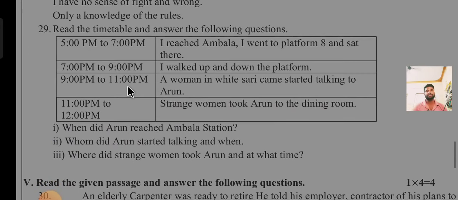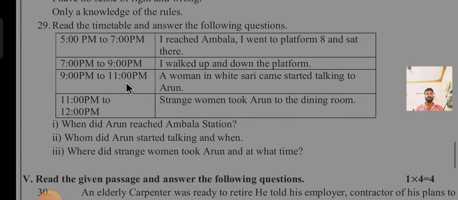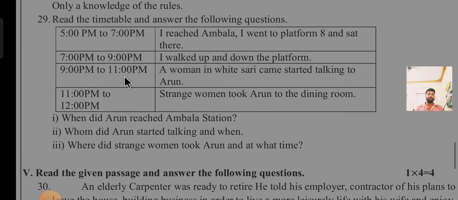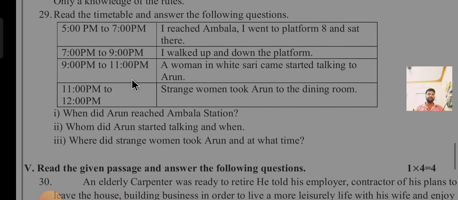Answer the following questions. 5 p.m. to 7 p.m.: I reached Ambala. I went to the platform and sat there. 7 p.m.: I walked up. 9 p.m.: platform. 9 p.m. to 11: A woman in a white sari came, started talking to Arun. 11 to 12: Strange woman took Arun to the dining room.